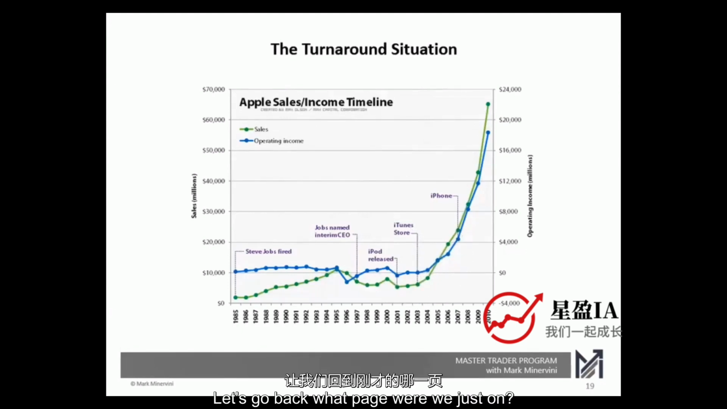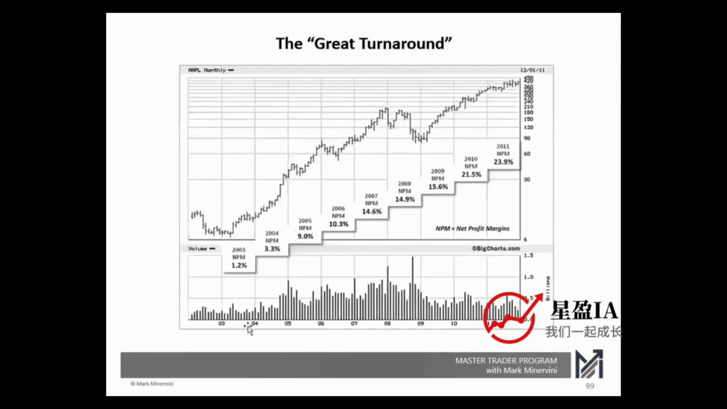All right, so let's go back. What page were we just on? I know I'm skipping around here, but sorry about that. It's like 90-something. Yeah, profit margins right here. Here we are. So by the time we got over here, we moved over a couple of years, the margins had already gone up 9 or 10-fold, right?